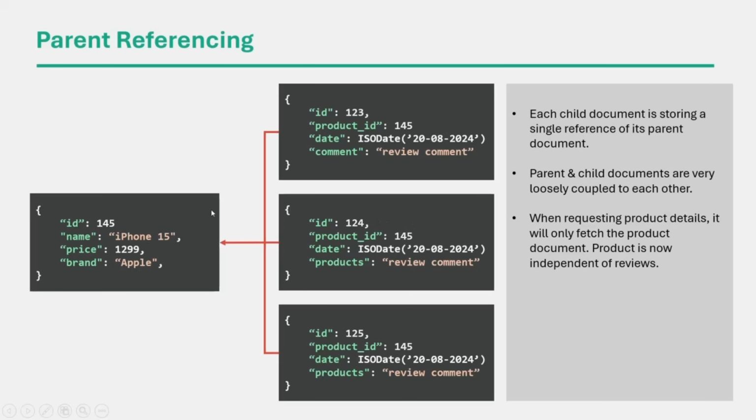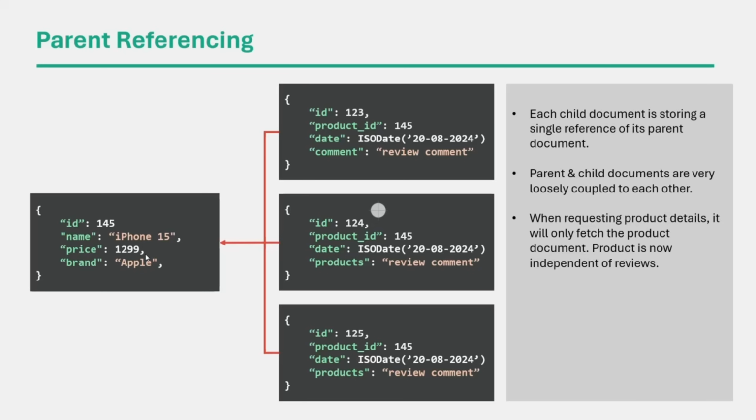Then the parent document and the child document are loosely coupled. Whenever a new review is given for this product, it will be added in the reviews collection, but it is not going to update the product document. So in that way, the child and parent documents are loosely coupled. And also, when the end user requests the product details, he's only going to get the product details and not any other information which would not make sense to him. So this is what parent referencing is.